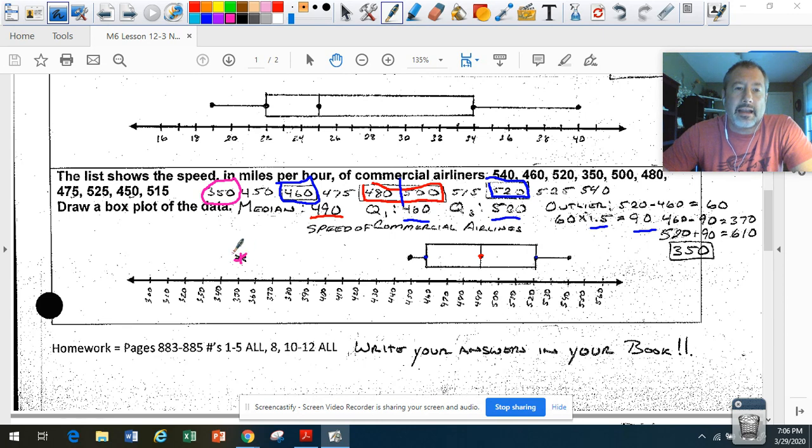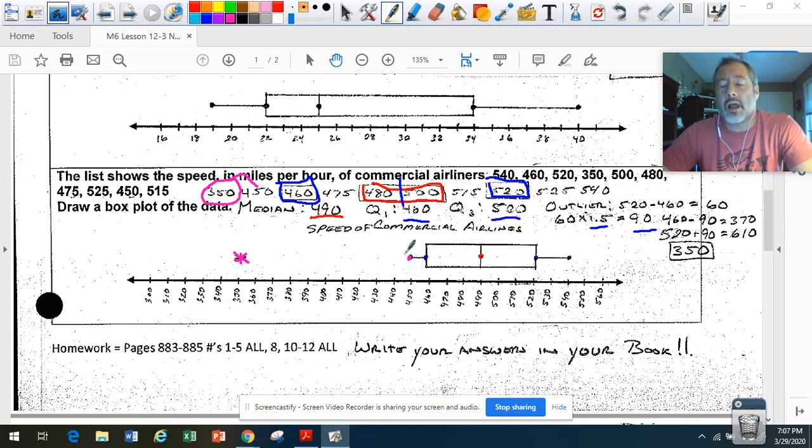I'm going to make that into an asterisk. There's my outlier there, which then tells me right there, it says, if we have an outlier, go to the next value, which is 450. So this is going to be my lower extreme here. 450 is where my dot goes.